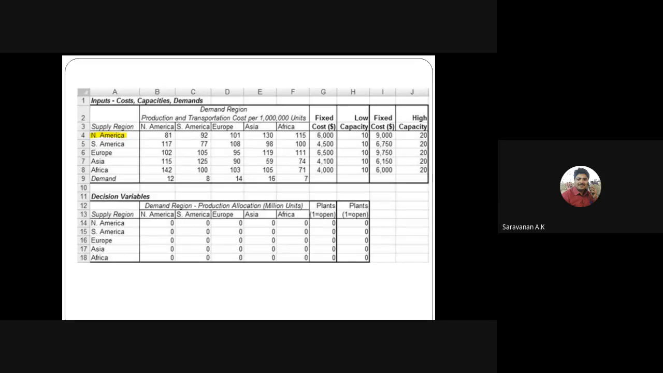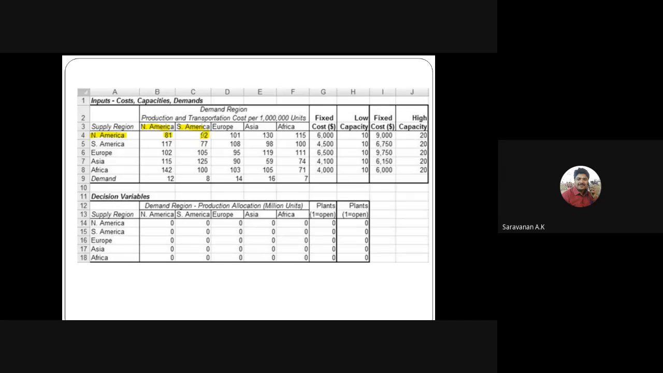If the product will be produced from this particular region, that is the North America region, then where will it be sold? If it is sold in North America, the cost will be somewhat less, because the transportation cost is very low. But if it is sold in South America, or in another region, then gradually its price will increase.